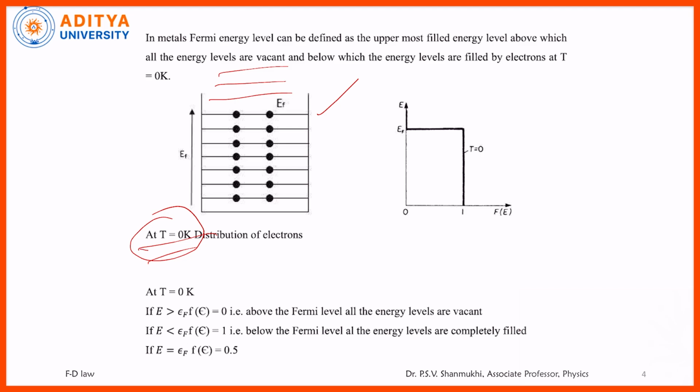In metals, at T equal to 0 K, we have to specify 0 K, because at other than 0 K it changes, and for other than metals it again changes. This is the definition in metals at T equal to 0 K.